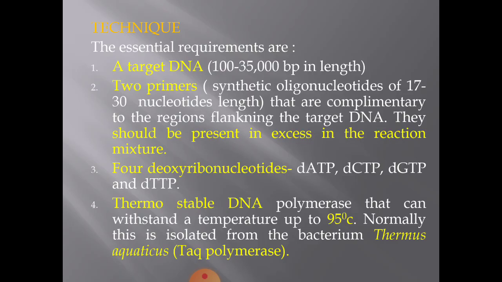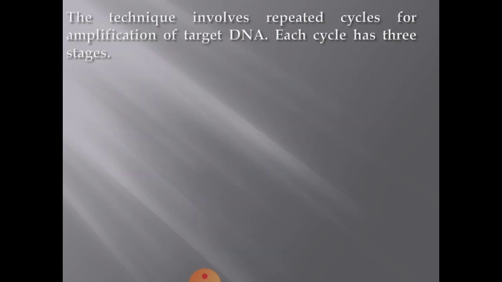Thermus aquaticus. Okay. There are other thermostable DNA polymerases. I will let you know a little later. Okay. And the drawback of this particular Taq polymerase. This technique involves repeated cycles for amplification of the target DNA. Each cycle has 3 stages, right?